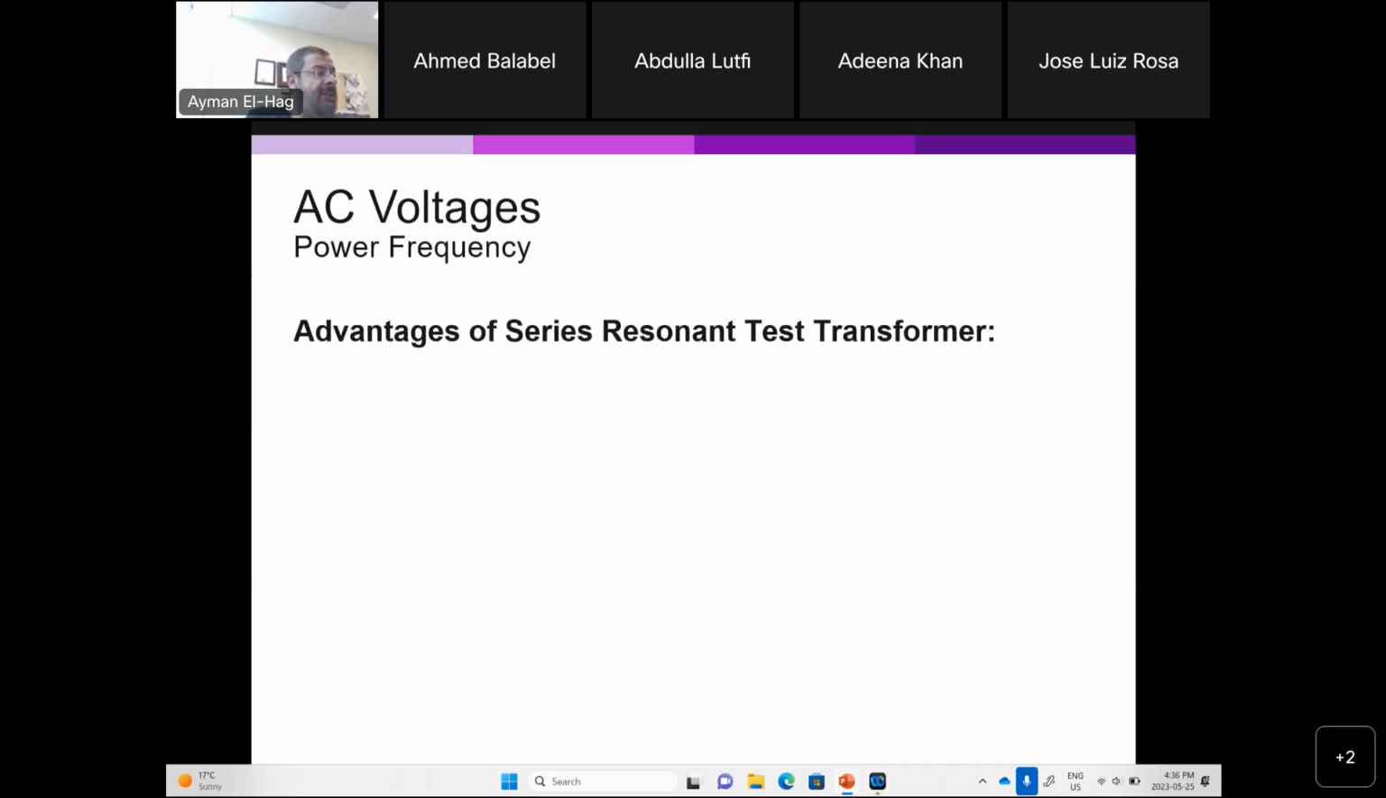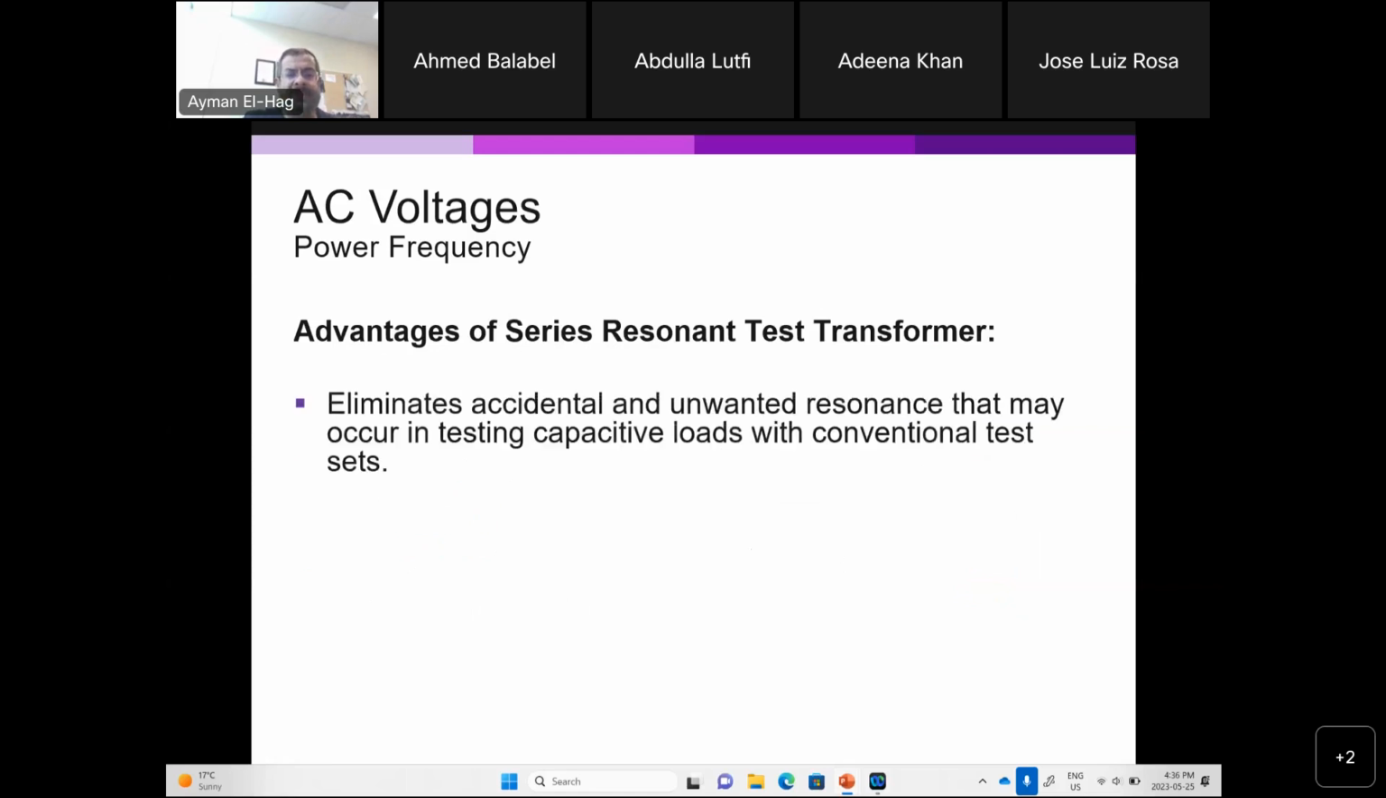What are the advantages of series resonant test transformers? It has certain advantages. First of all, now I am controlling the resonance. It's intentionally done, so it is controlled. That will eliminate unwanted resonance. Now I am the one who is controlling this. I'm going to the resonance at that specific frequency to get high voltage, to reduce the size of the equipment. So it's unlikely that you will have a resonance at a different frequency.